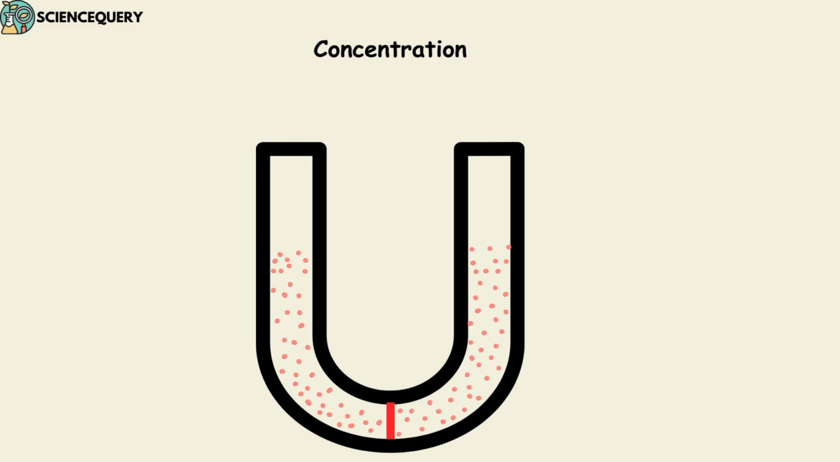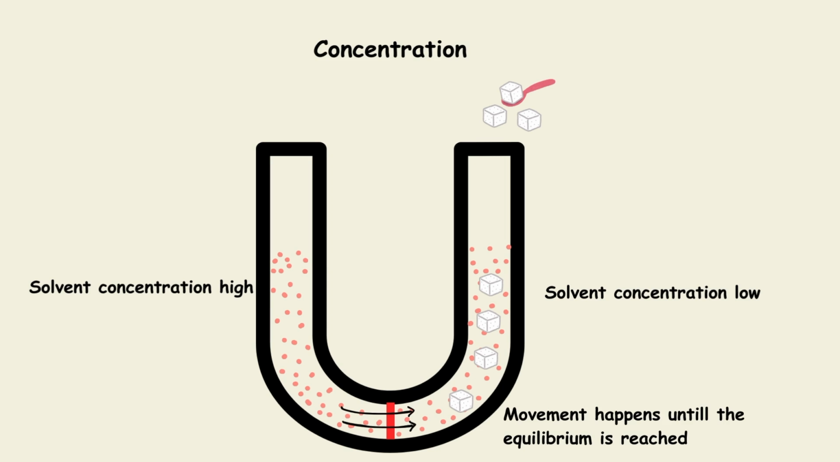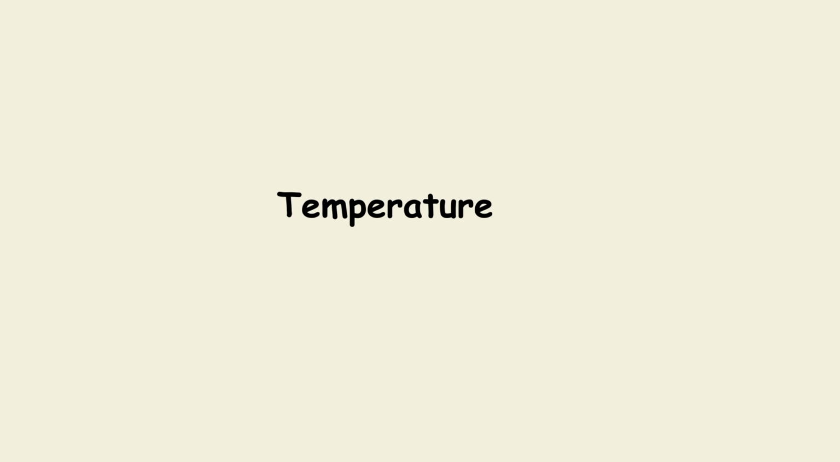Imagine a U-shaped tube with a semi-permeable membrane in the middle and water as a solvent on both sides having equal strength. Now in this tube we add sugar as a solute on one side, which creates a difference between the two solvent concentrations. The solvent concentration on the left side of the tube is high due to no solute in it, and the solvent concentration on the right side of the tube is low due to sugar as a solute. Now the movement happens from the high solvent concentration to the low solvent concentration until the equilibrium is reached.